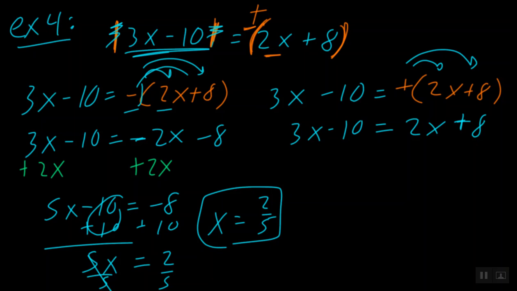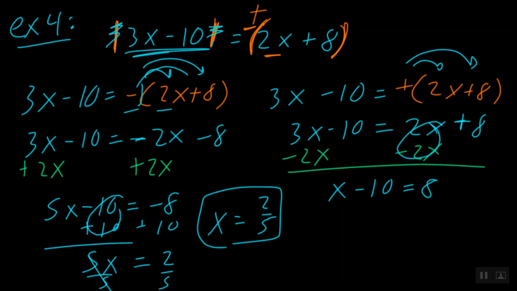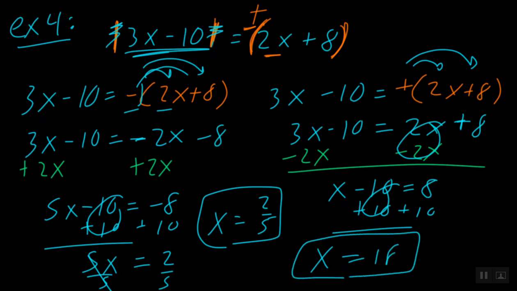Okay, next on the other side, we know that we'll move our smaller x, so minus 2x, and this will of course give us 3x minus 2x is x minus 10 equals positive 8. If we add 10 to both sides, we'll get x is equal to 8 plus 10, or 18. So that's how you will do these two different examples.